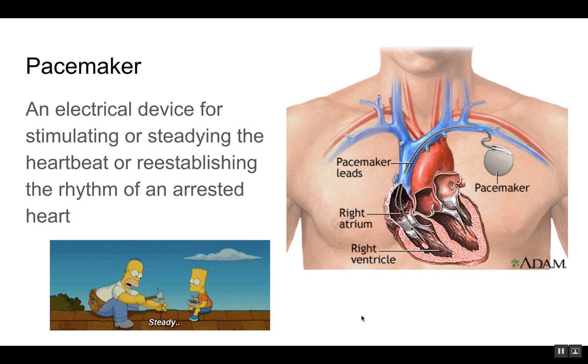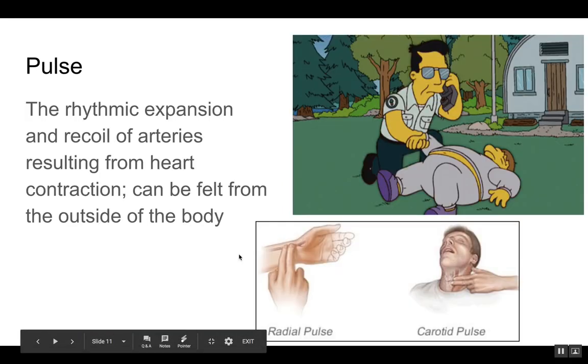help give a little bit of assistance to your heart, make sure that it is beating the proper way. When you've had a heart attack or you have hypertension or other ailments of the heart, a pacemaker can be a solution to help make sure that your heart is functioning properly. So the long story short, a pacemaker is there to make sure that your heart continues to beat in a steady fashion. Next vocab word here is pulse.